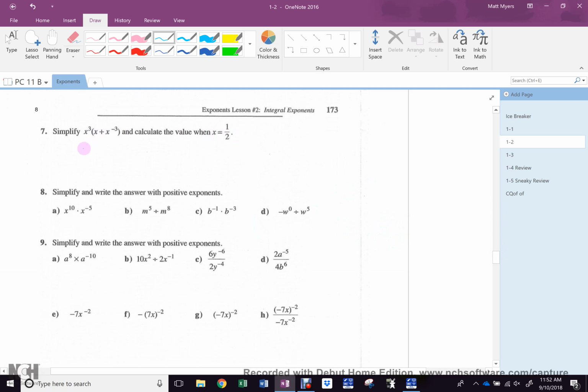So that is x to the 4th, because when you multiply that in there, you add the exponents. And then you multiply it there. And what's 3 plus negative 3? 0. So that's plus x to the 0. And what is x to the 0? 1. So that is x to the 4th plus 1. Now, x equals 1/2. So that is 1/2 to the 4th plus 1, which is 1/16 plus 1, which is 1 and 1/16.